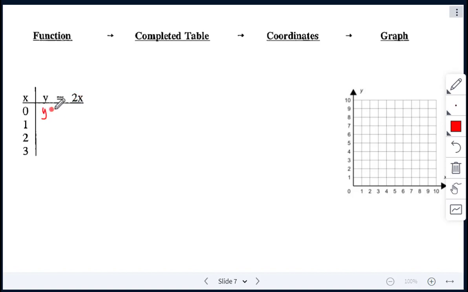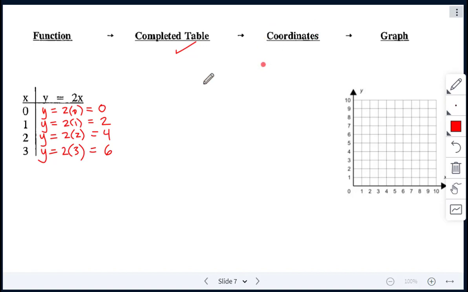So y is equal to 2 times 0, which is 0. Next, we have y is equal to 2 times 1, which is equal to 2. Next, we have y is equal to 2 times 2, which is equal to 4. And next, we have 2 times 3, which is equal to 6. So there's our function. We've completed our table.